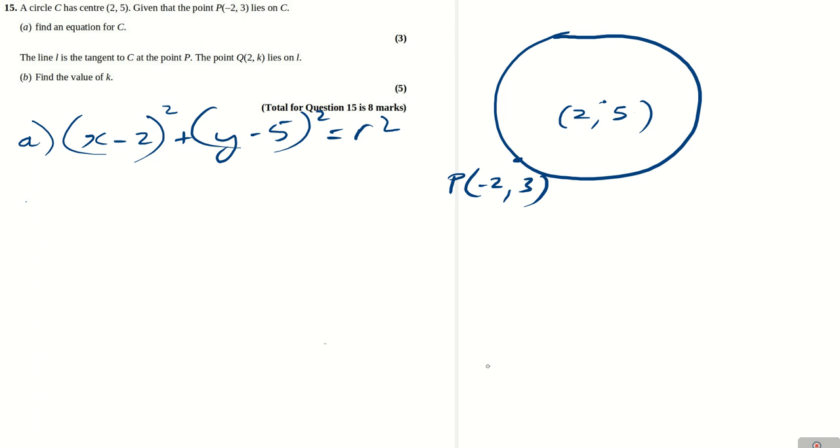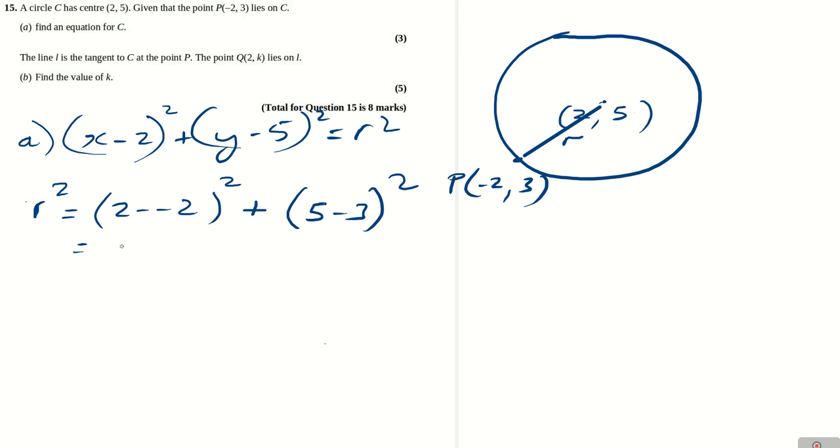Now, the line from P to the centre is the radius. So this line here is the radius, r. And to find the distance between two points, we use Pythagoras. So we take the difference of the x coordinates, (2 − (−2))², plus the difference in the y coordinates, (5 − 3)². 4 squared, which is 16, plus 2 squared, which is 4. So r² equals 20.